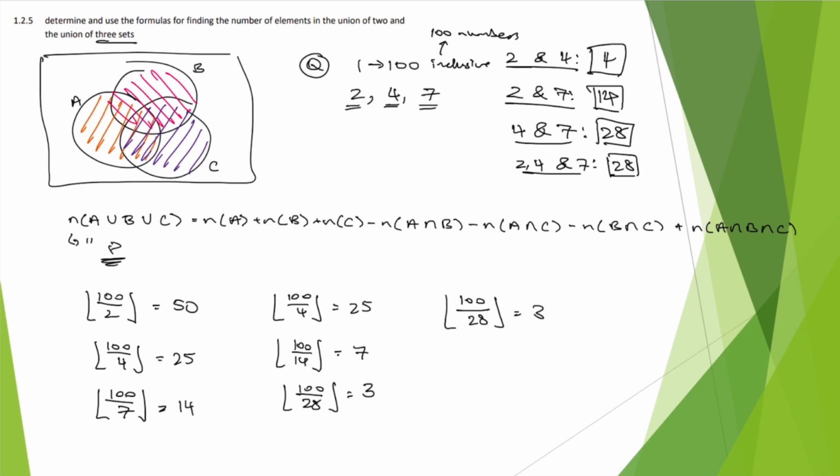And so the total number of numbers from 1 to 100 inclusive that are divisible by 2, 4, or 7 is going to be equal to 50 plus 25 plus 14 minus 25 minus 7 minus 3 plus 3. And what that is going to be equal to, if we put that into our calculator, is going to be equal to 57.